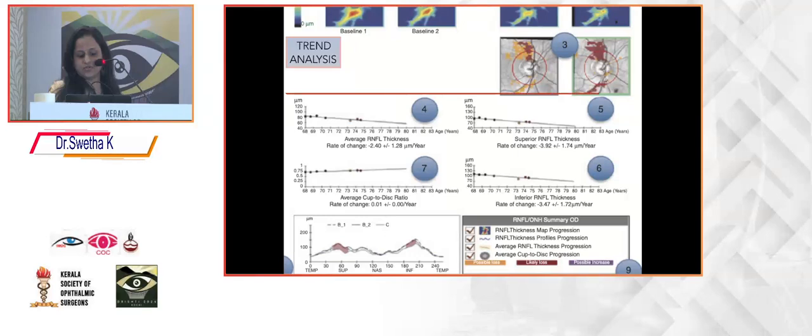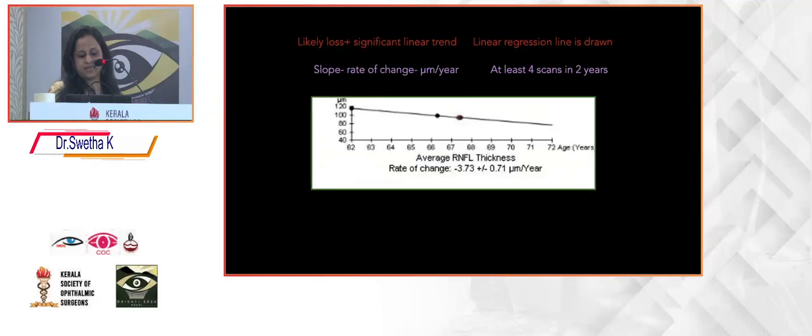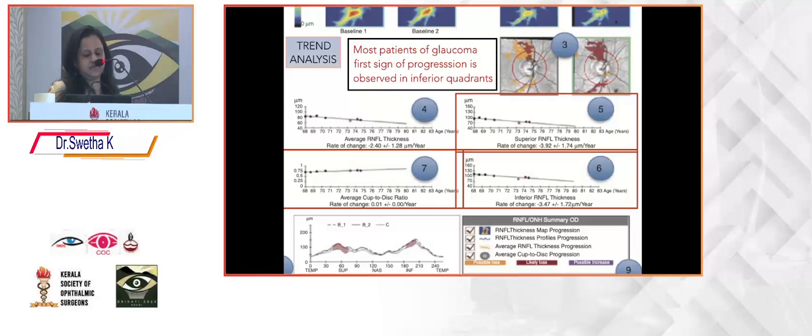Then there is also trend analysis, which shows the average RNFL thickness, superior RNFL thickness, average cup to disc ratio, and inferior RNFL thickness. These are also color coded. The dots are color coded: black means no change, orange is beyond expected, and red is significantly thin. So you can see another example where there is a significant linear trend.